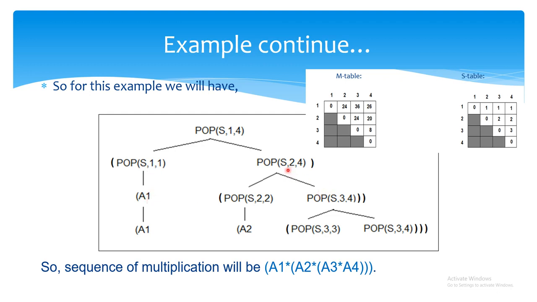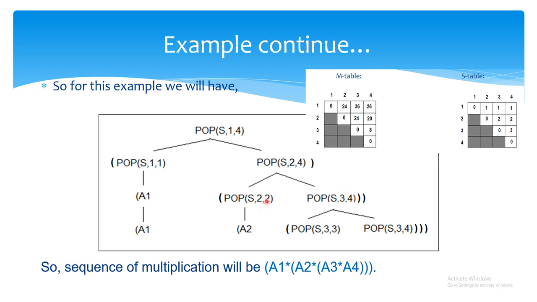Same way when you call s2 comma 4, so again s24 value you have to see. So here s24, that value is 2, that's why pop s comma 2 comma 2, and here s i j plus 1. So यहाँ पे 2 है, तो यहाँ पे क्या हो जाएगा 3. So s comma 3 comma 4.